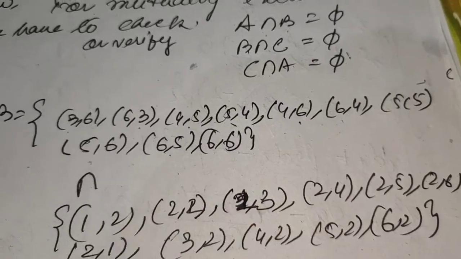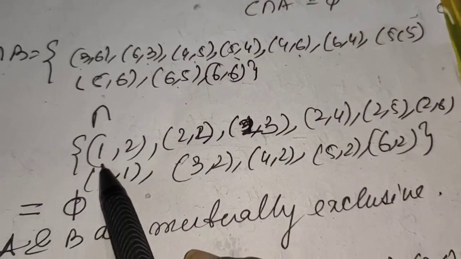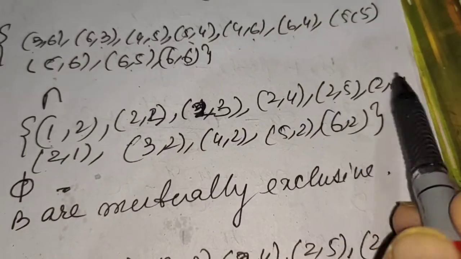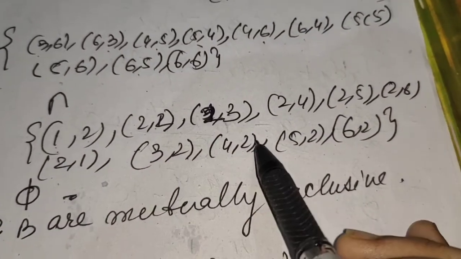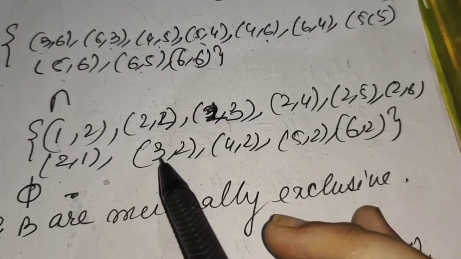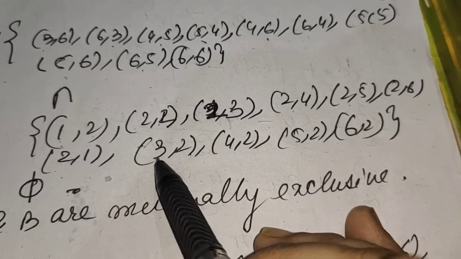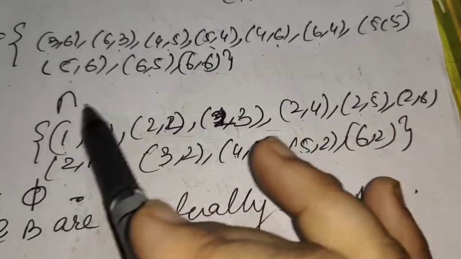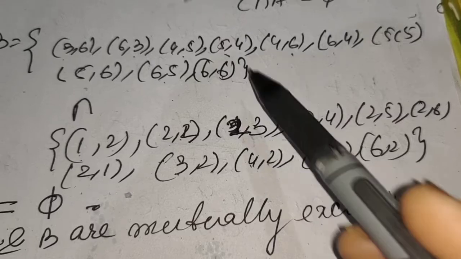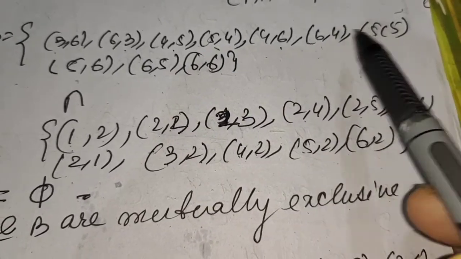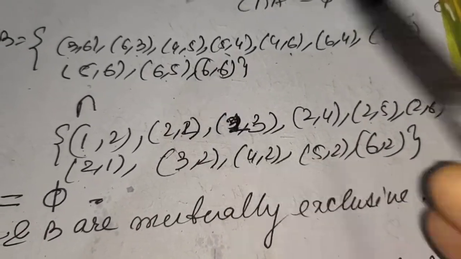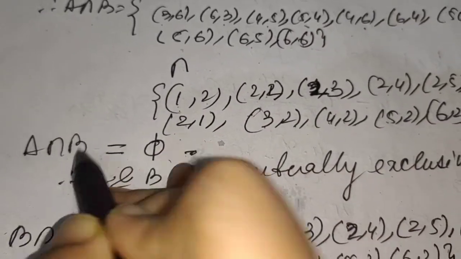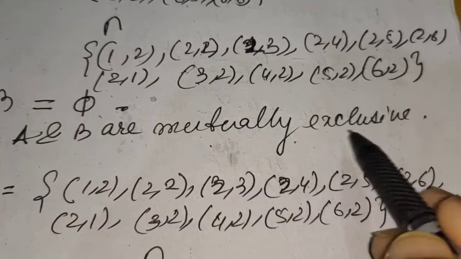I write it from the previous page. Then intersection B. B is (1,2), (2,2), (3,2), (4,2), (5,2), (6,2), (1,3), (1,4), (2,1), then (3,2), (4,2), (5,2) and (6,2). So after checking both the sets, you will not get a single common element between the sets. So therefore it is phi. That means A intersection B is phi.